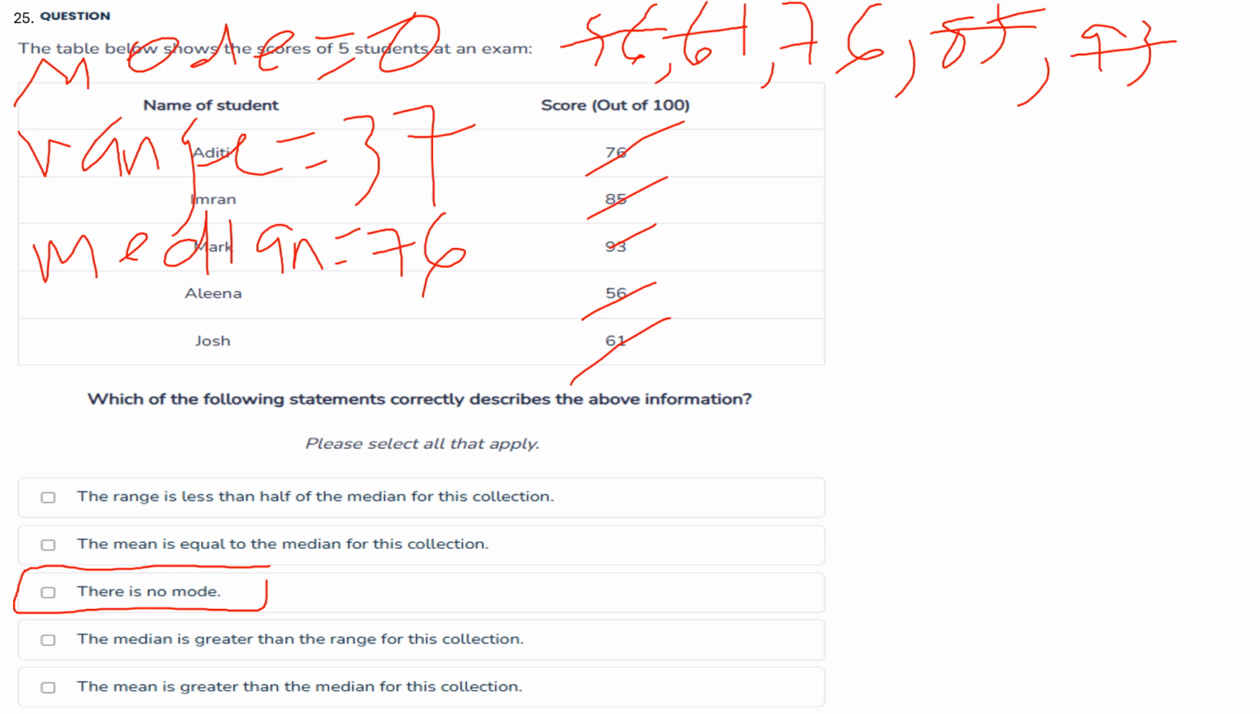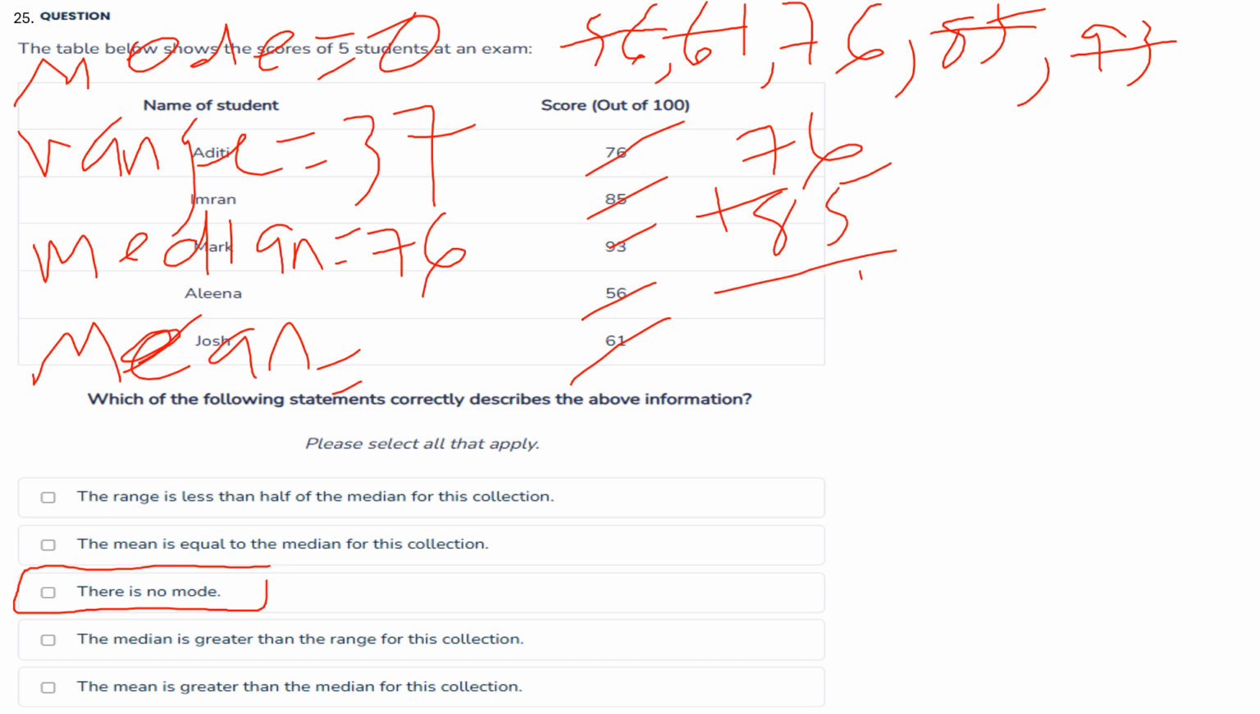So the last number we need to come up with is the mean. And the mean, or the average, is equal to, you have to add all those numbers up and then divide it by 5 because there's 5 students. So let's do 76 plus 85. That's 11. Carry the 1. 1 plus 7 is 8. Plus 8 is 16. So then we can add 93.